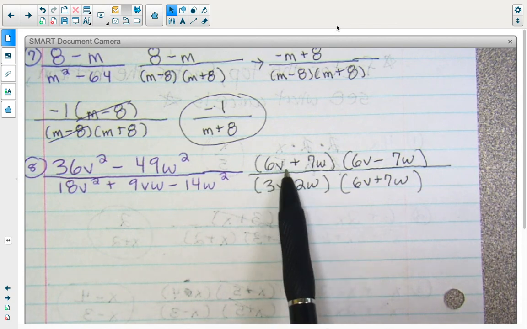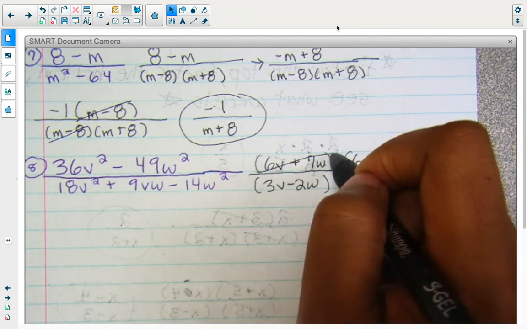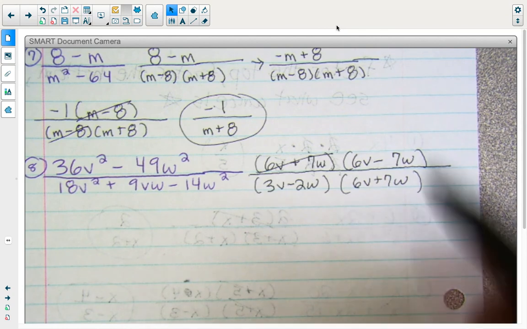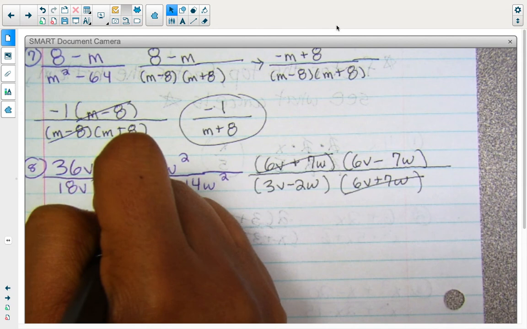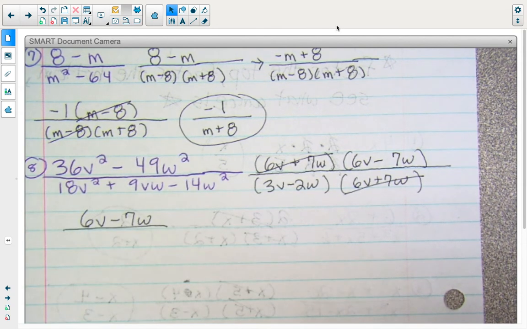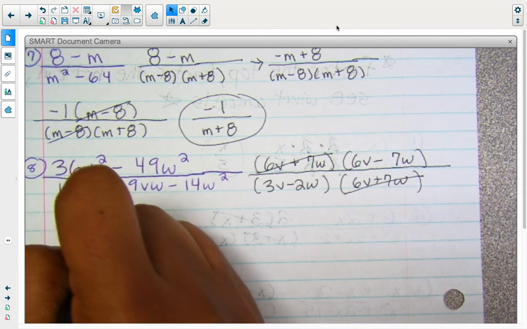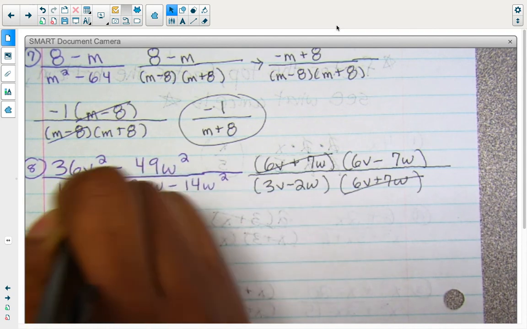Last thing we need to do is cancel out anything that's the same. I see a 6v plus 7w here. I see a 6v plus 7w here. So our final answer is 6v minus 7w over 3v minus 2w.